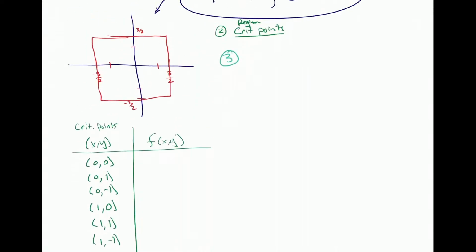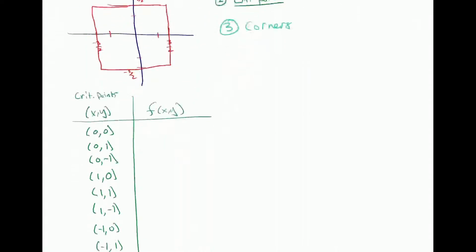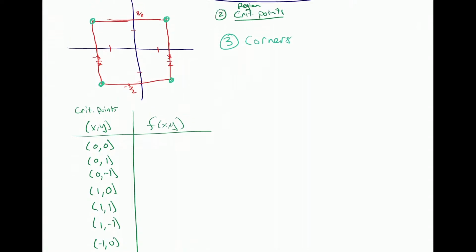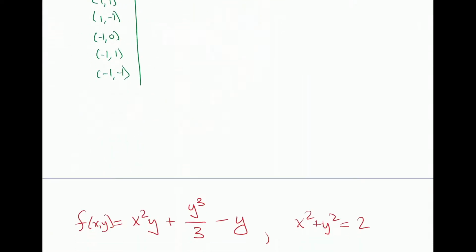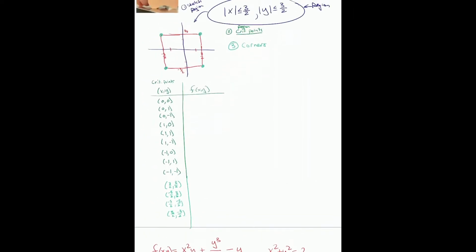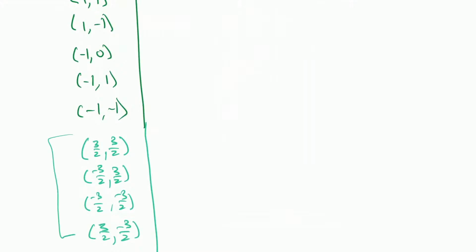So number 3 is going to be corners, and that's easy. 1, 2, 3, 4. This is why I have you sketch the region, so that you can see what it looks like. Make sure that your critical points are inside the region. This is going to be 3 halves, 3 halves; negative 3 halves, 3 halves; negative 3 halves, negative 3 halves; and 3 halves, negative 3 halves. They're the 4 corner points. Ugh, that's so nasty. Okay, so these are the corners.